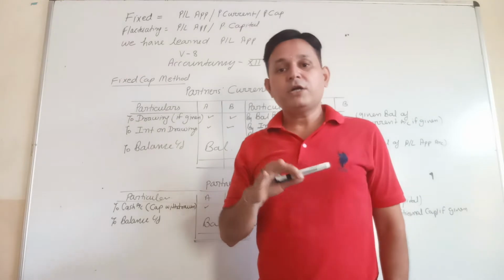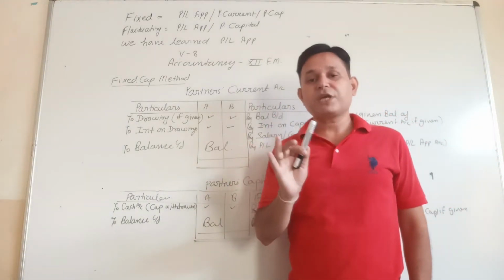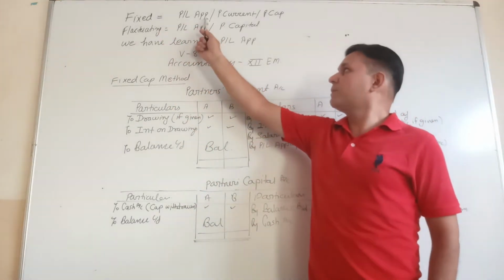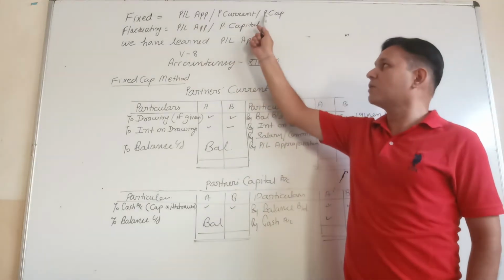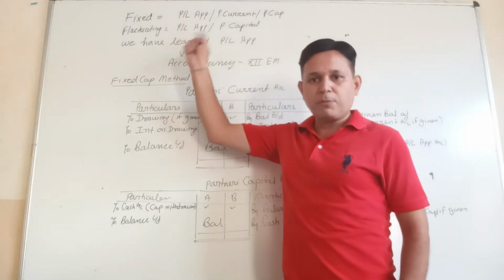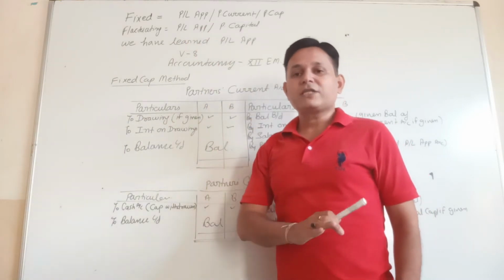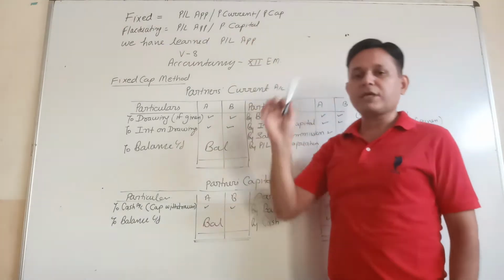Now in today's lecture I am explaining the fixed capital method. So in the fixed capital method we have to prepare the P&L appropriation account, partners current account and partners capital account. As far as the P&L appropriation account is concerned, I have already explained. So in today's lecture I am going to explain how to prepare the partners current account and partners capital account.